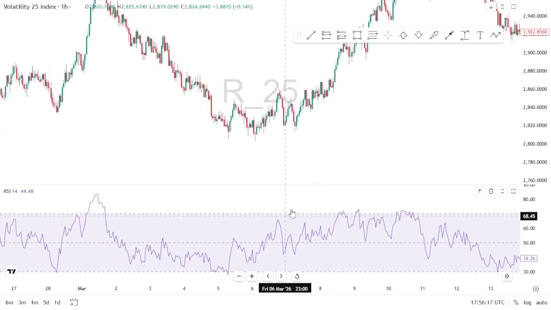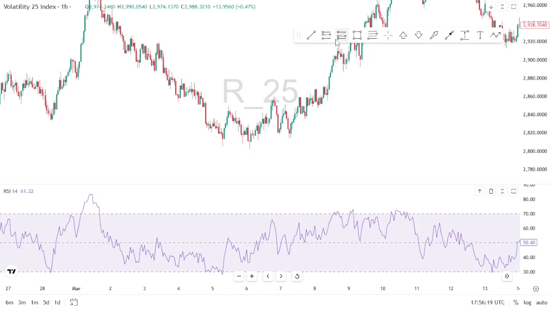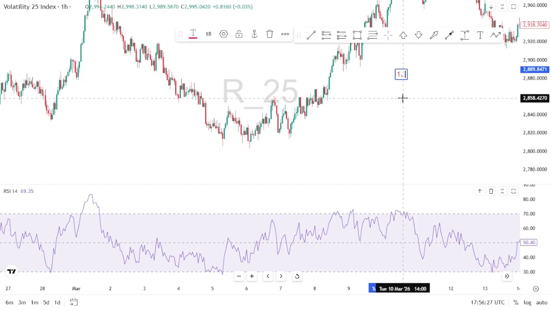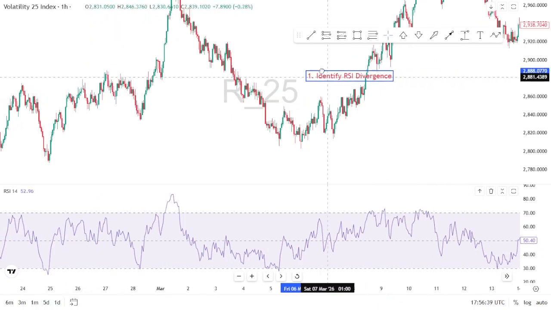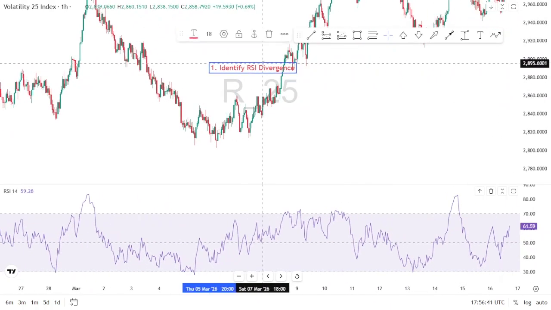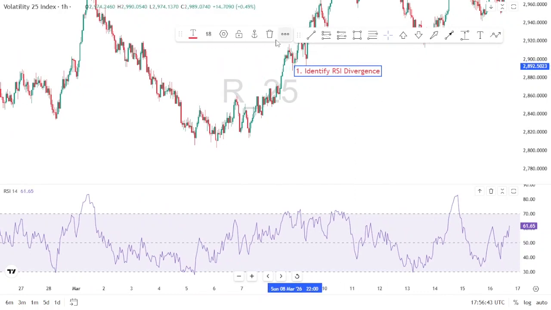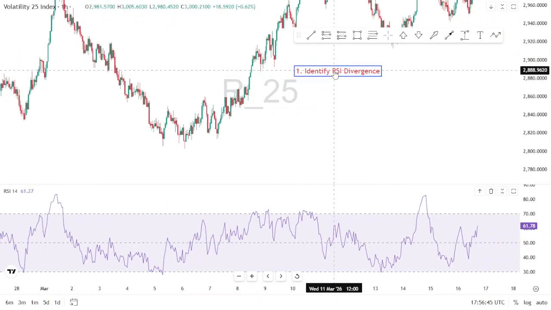So step number 1 is to identify RSI divergence with price action. Let me write that down. Number 1, identify RSI divergence. So this is a bearish trend. We are looking to catch a reversal to the bullish side as a bullish price action. So I'll anchor this so that we remain in the same point.